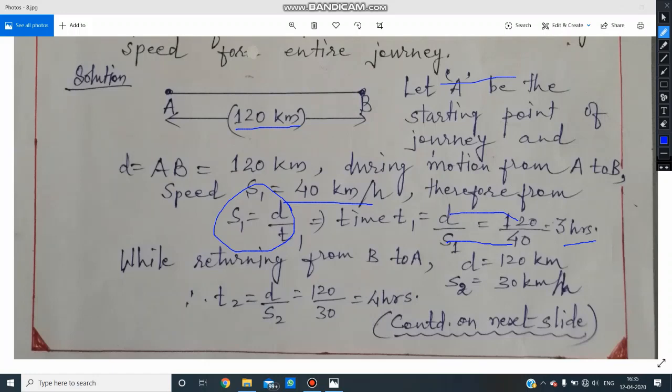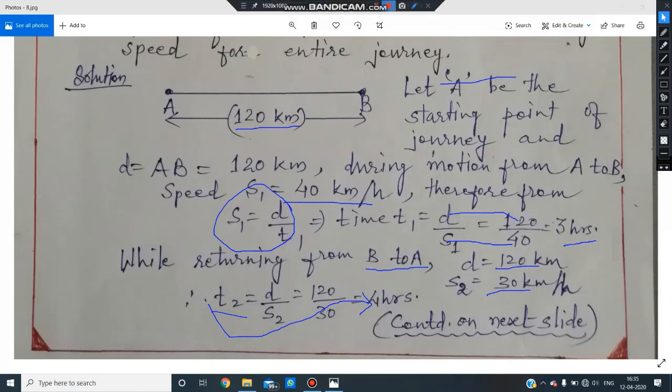Similarly, during the return trip, while coming back from B to A, the distance remains the same, 120, but the speed is 30. So the time taken for this trip can be calculated in the same manner, and the value comes to be equal to 4 hours. Now, the solution has been continued on the next slide. I hope you have already got an idea how to proceed.